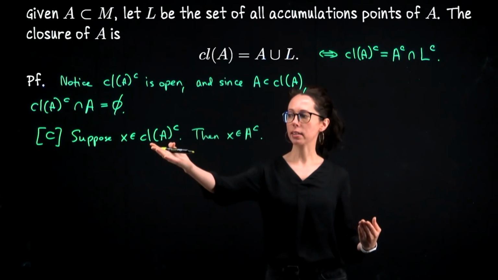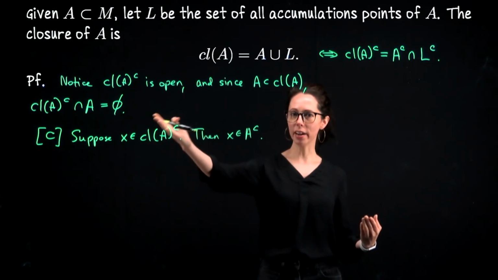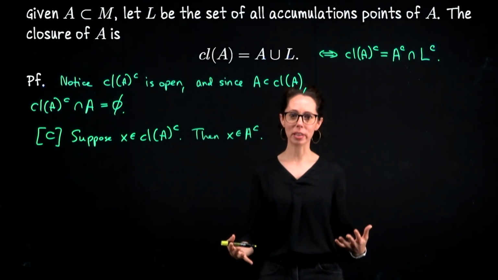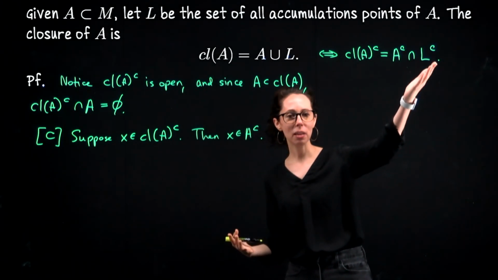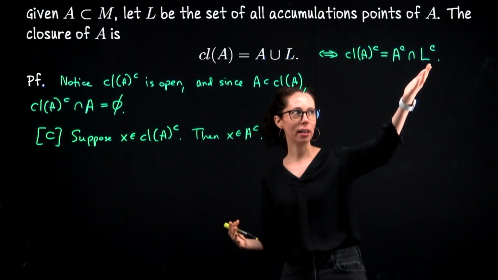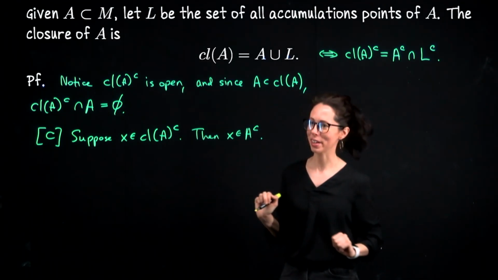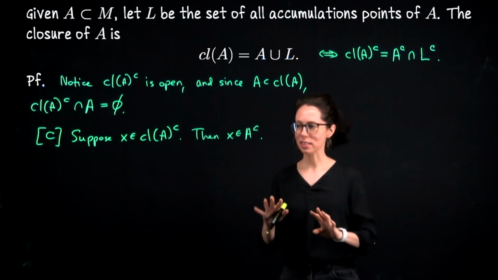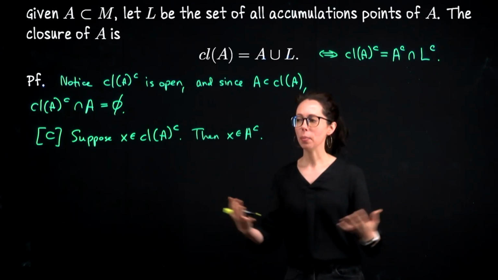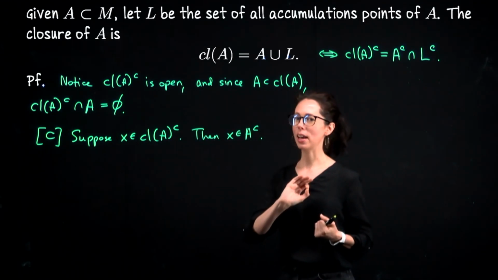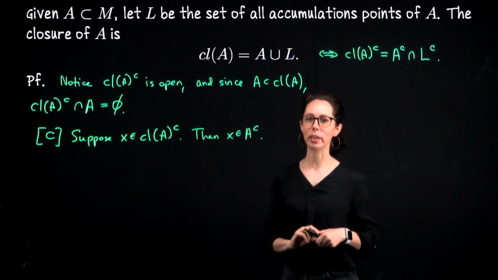So around X, I can find a neighborhood that stays entirely inside of this set, which means it can't pick up any points from A, which means X cannot be a limit point, or sorry, an accumulation point of A. Mixing up my words here. But the idea is, again, that we can form a neighborhood around X that stays entirely in this set, and that's going to tell us that X cannot be an accumulation point of A.